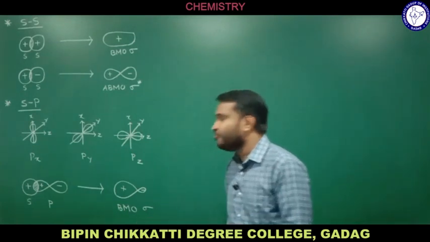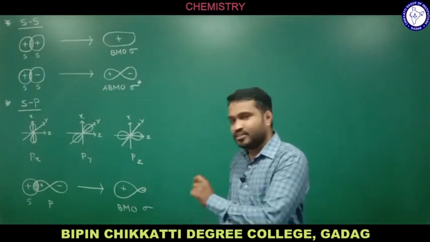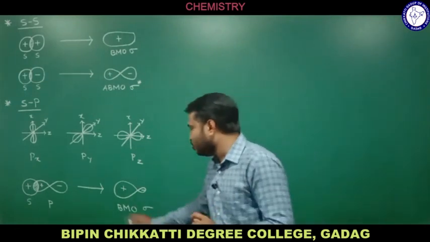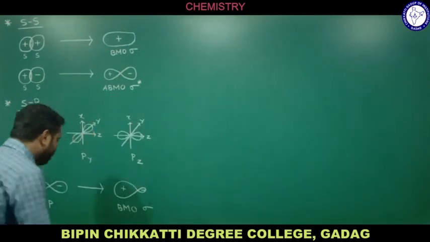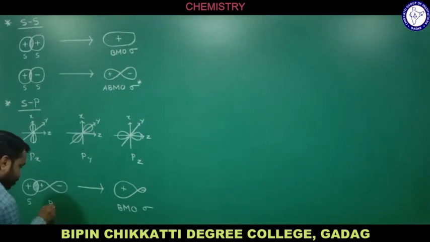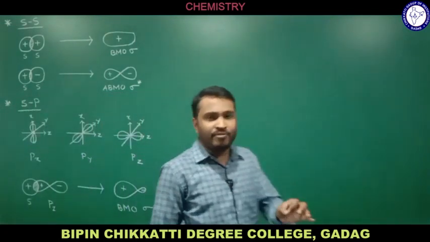Therefore this is how you are supposed to represent that. Try to understand why I have drawn the structure in this fashion. That is about BMO of S and P, particularly S and PZ. I have not represented that. Try to know this is PZ only, because in PX and PY the kind of overlapping will be different.